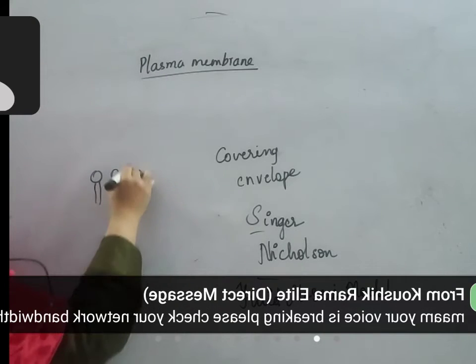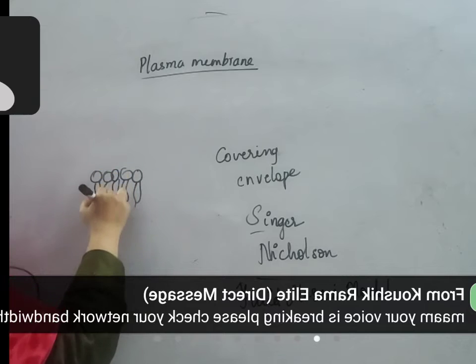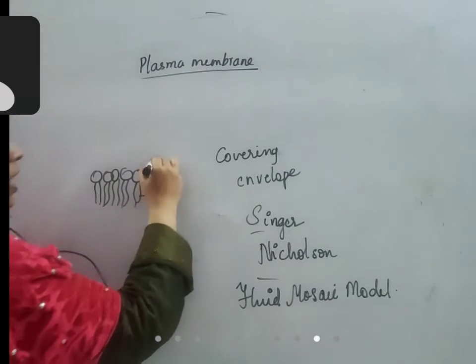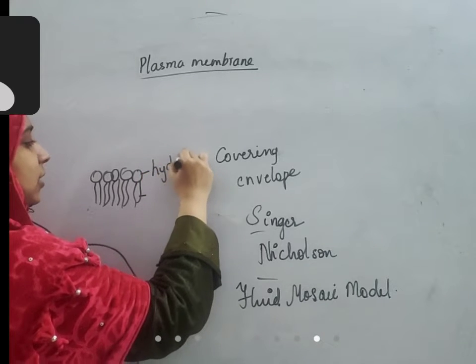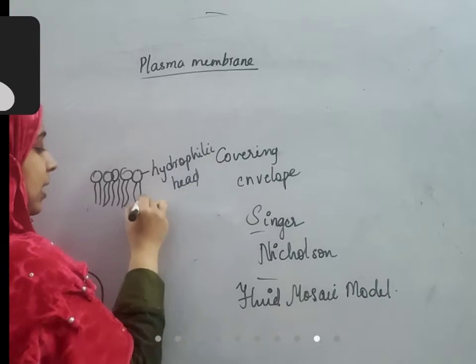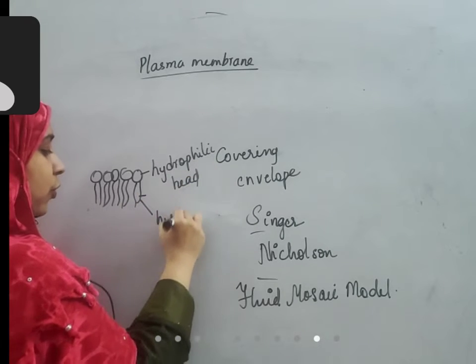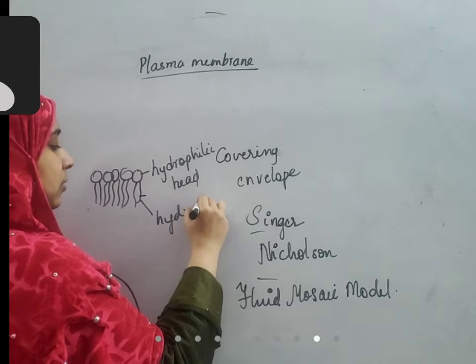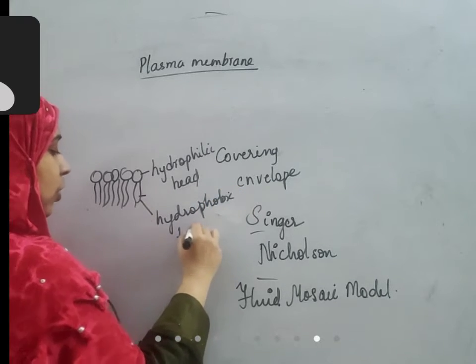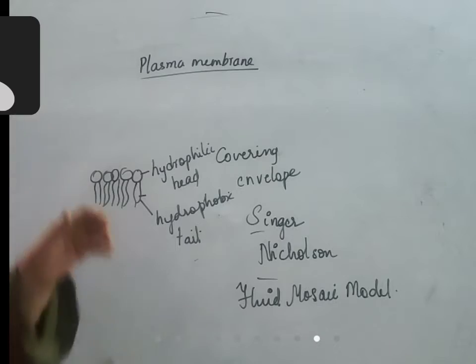These are all lipid molecules. Lipid molecules have two parts. One is the hydrophilic head and the next one is the hydrophobic tail. What is this hydrophilic head and hydrophobic tail?